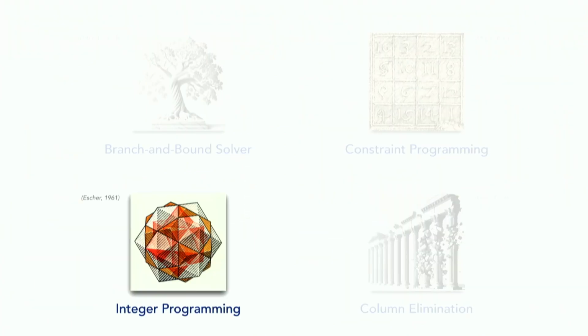So that was the constraint programming part. I want to next switch to integer programming. So how can we use decision diagrams for integer programming applications?